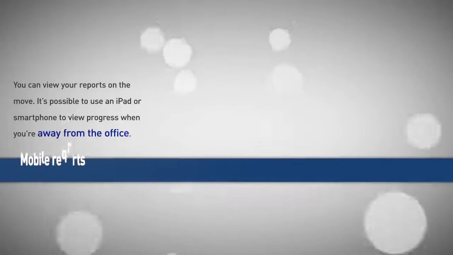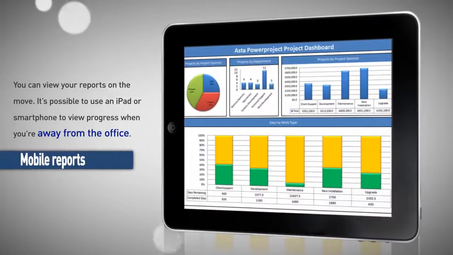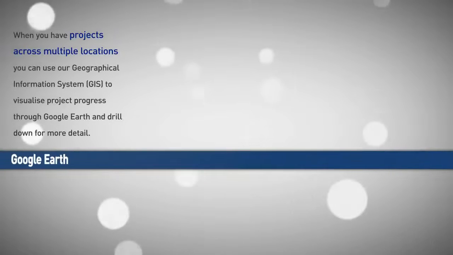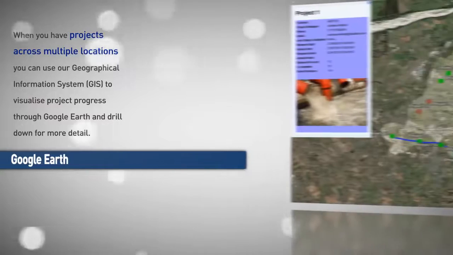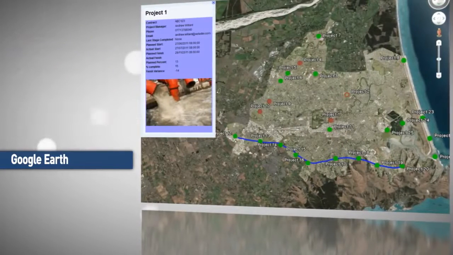You can view your reports on the move. It's possible to use an iPad or smartphone to view progress when you're away from the office. When you have projects across multiple locations, you can use our geographic information system to visualize project progress through Google Earth and drill down for more detail.